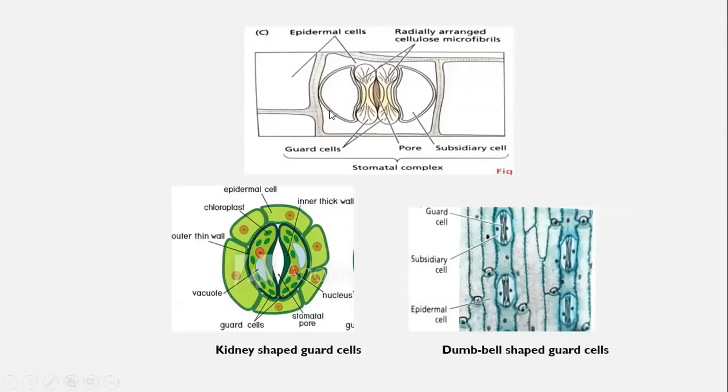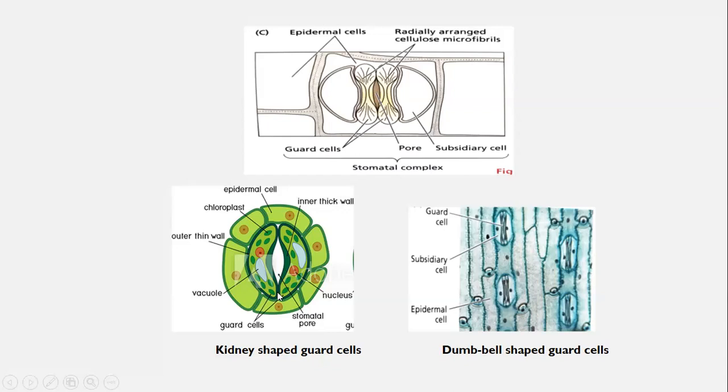So this is the structural view of the stomatal complex. You can see here a pair of guard cells from the top view, and these are the adjacent subsidiary cells, which, as you know, are lateral epidermal cells. The aperture, a pair of guard cells and subsidiary cells are collectively called the stomatal complex.